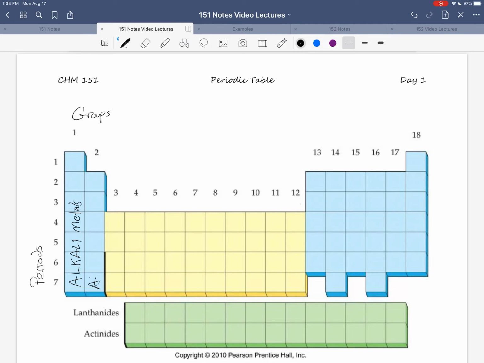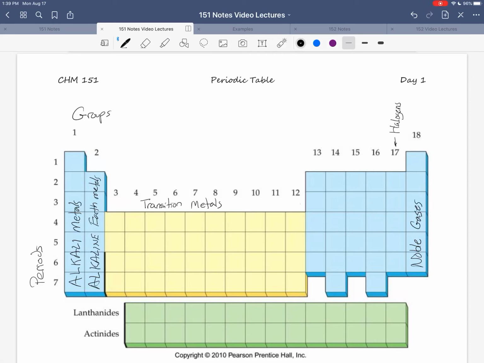Group 2 are the alkaline earth metals. The yellow are the transition metals. Some books call them the transition elements. And then the green are the lanthanides and actinides that are part of the transition metals. Group 17, these are going to be the halogens. And 18 are the noble gases.